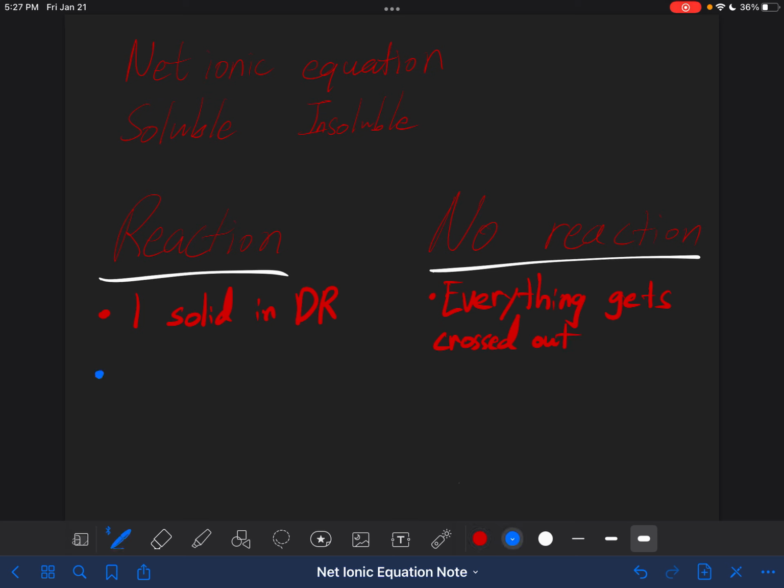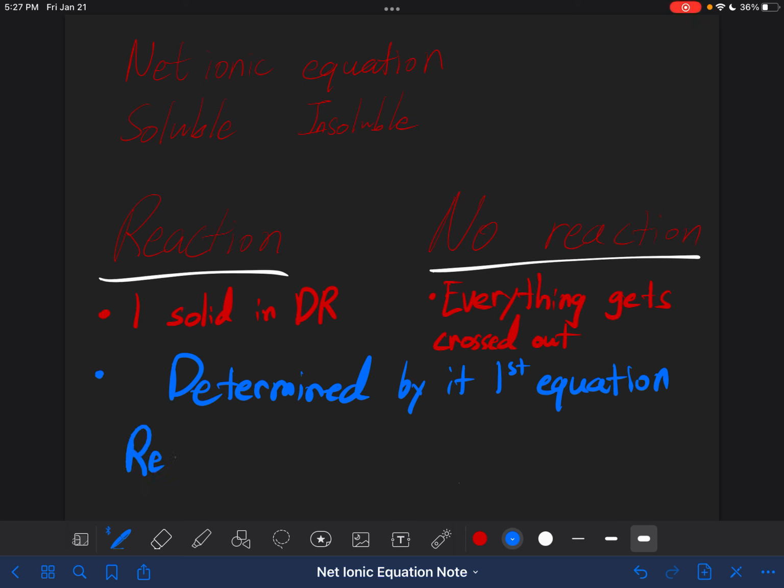Next, in a single replacement, everything is basically determined, okay, this is actually for both, by its first equation. Okay. So if the reactivity of that lonely element is greater, then the reaction works. But if the reactivity of that lonely element is actually less than, then no reaction.